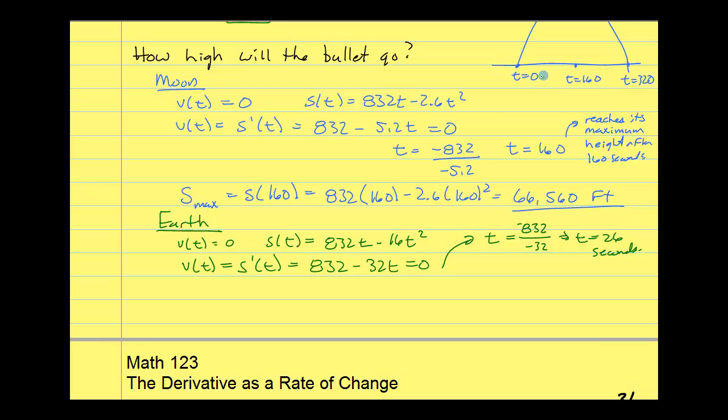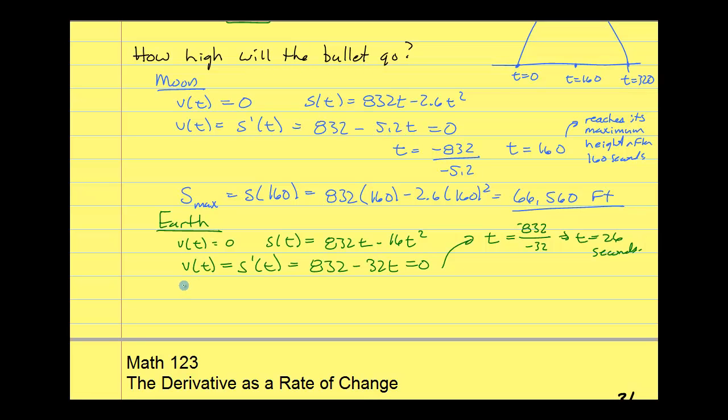Now you might say, well, why is 26 seconds up here? Well, our curve is different. This is our curve for the Moon. Our curve through the Earth, remember, went up to 52. Half of 52 is 26, so this totally makes sense. So it will reach its maximum height at 26 seconds.